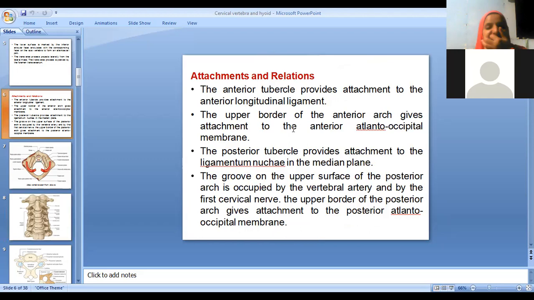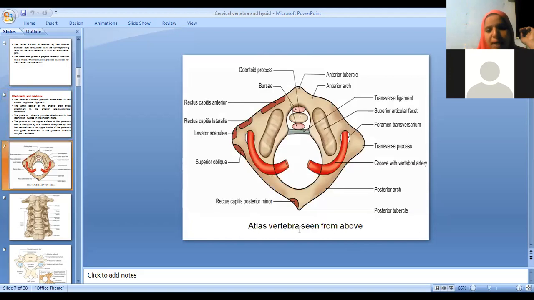The upper border of the anterior arch: between the atlas and occipital bone, I said we have the atlanto-occipital joint, if you remember, when we were doing norma basalis. So connecting them, we have the atlanto-occipital membrane. Similarly, we also have a posterior tubercle, like we have an anterior tubercle. The posterior tubercle is behind, and it gives attachment to the ligamentum nuchae in the midline. Now, if you just observe, this is the atlas vertebra.